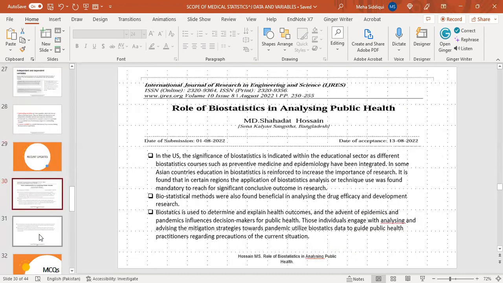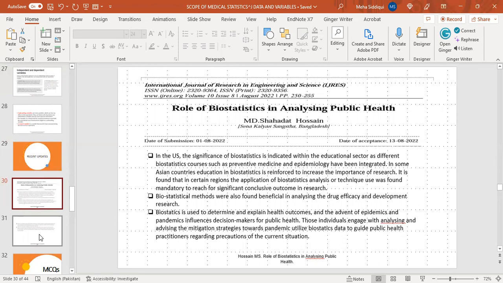Moving on to recent updates. This is an article titled Role of Biostatistics in Analyzing Public Health, published this year. According to it, in the US, the significance of biostatistics is indicated within the educational sector, as different biostatistics courses such as preventive medicine and epidemiology have been integrated.